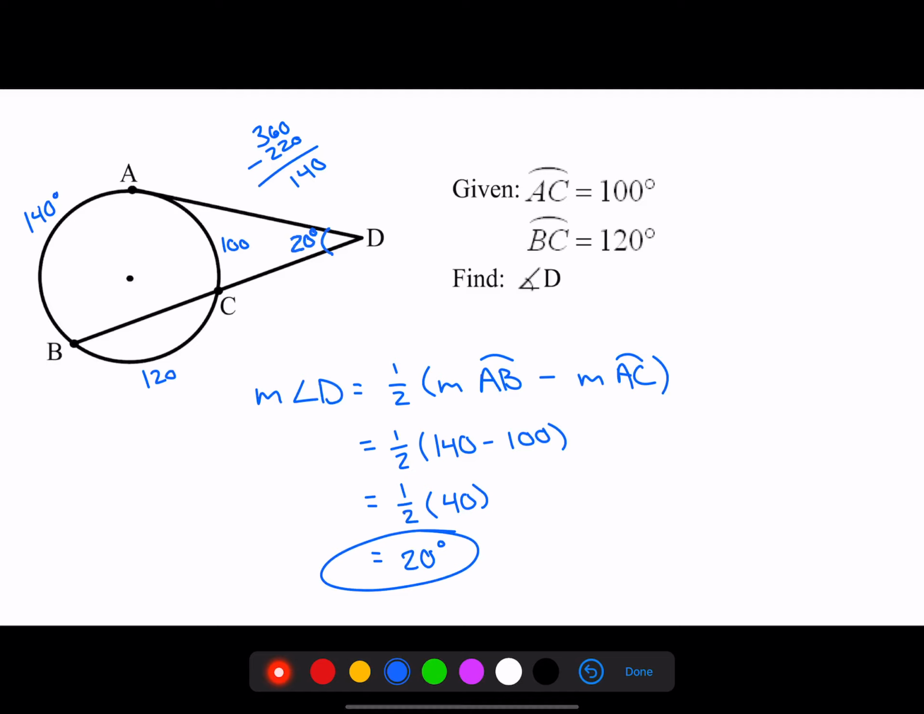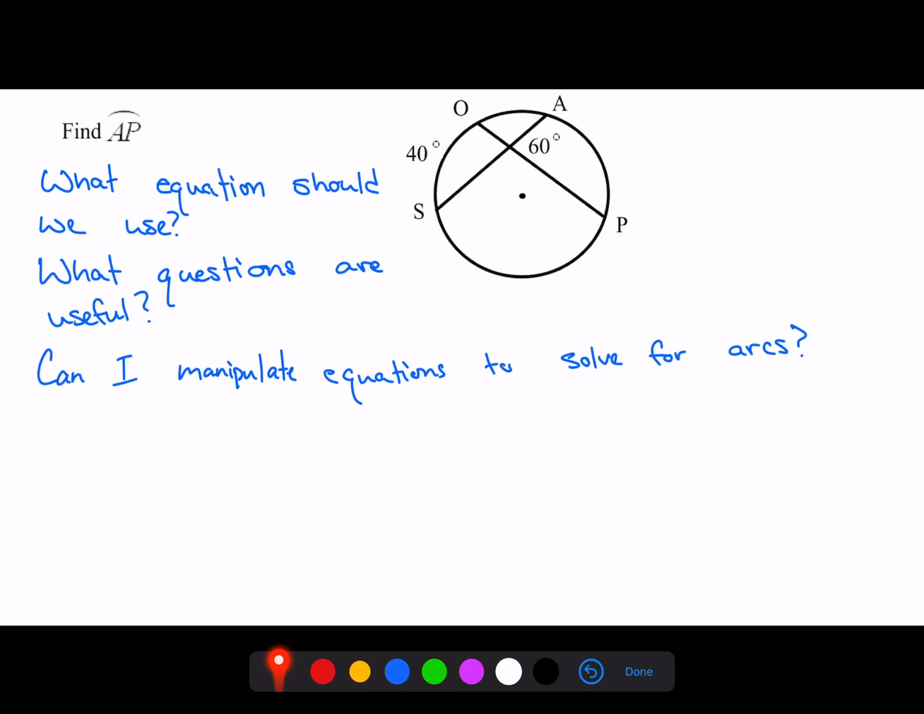That's all we have to do for these. So again, very important that we know what each arc is equal to, we know which equation we're dealing with, and we know how to set it up. If we can do all of those, then we're good to go with this. All right, try this next one out. Find arc AP.